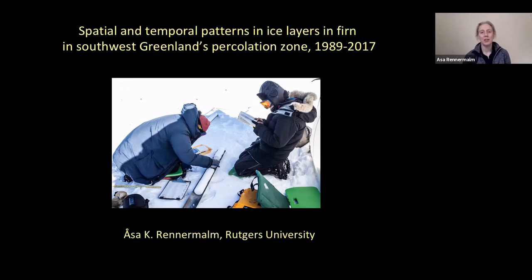Okay, well, I'm excited to talk about some of my research, field research that I've done in Greenland for the last couple of years. And yeah, this picture here that you're looking at is me and Jing Zhao, who's also on the call. We are recording data from one of the firn cores that we collected from the Greenland ice sheet.